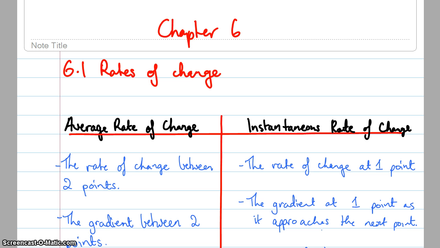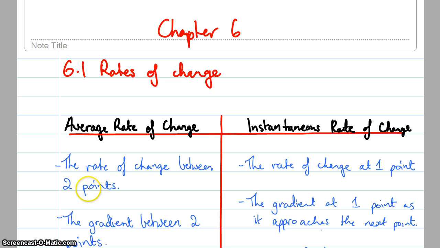Now 6.1 is fairly straightforward. It's simply looking at the rates of change, and the two different types of rates of change are the average rate of change and the instantaneous rate of change. We've sort of looked at this before, but here's just a summary of it. So let's look at the average rate of change first.